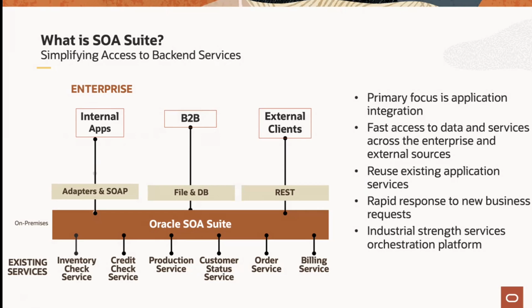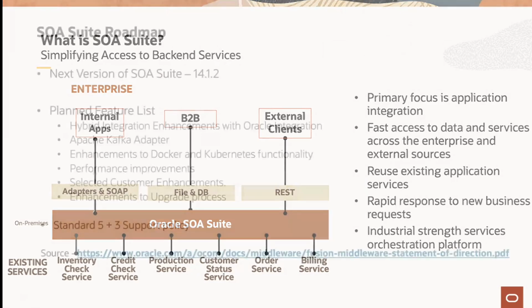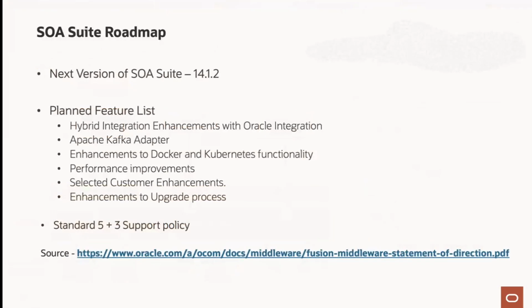Now, from a SOA Suite perspective, we've always had the on-prem installer that you've been using for a while. We also have it available on OCI. But before I talk about that, we are working on a Christmas gift to the SOA folks. So we will have SOA 14.1.2 available before the end of the calendar year. Yes, that's what we are targeting. And these are the high-level features, or a subset of features, that we are going to be making available.